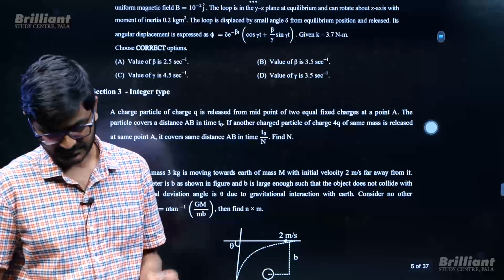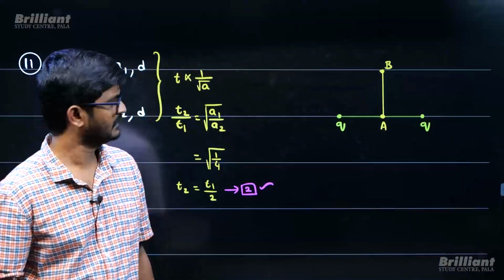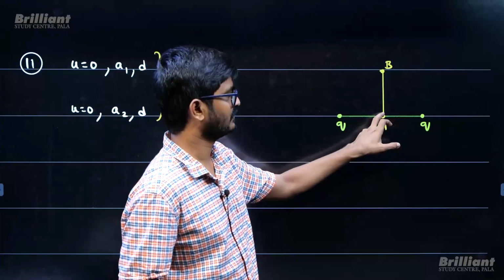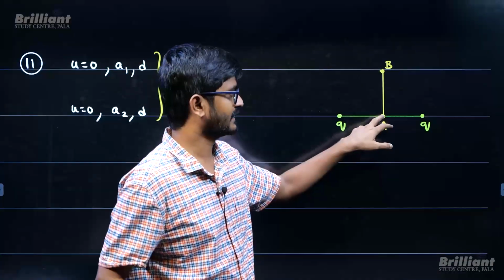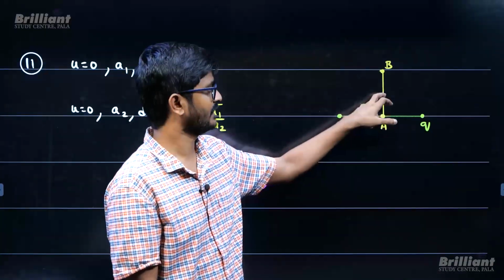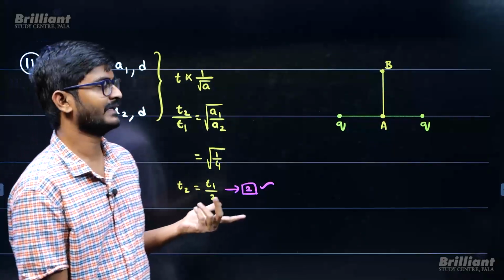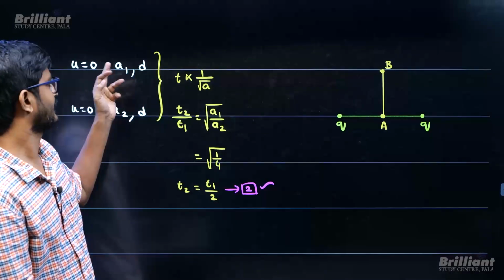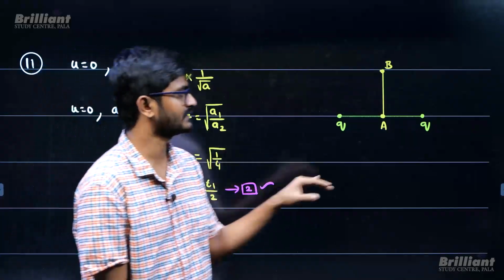In the next case, a charged particle of charge q is released from here and you are slightly disturbing it. The time taken from here to here is t0. Now you are putting a charged particle which is 4q and leaving it. So what is the time taken? Basically they didn't give anything. Initial velocity is 0 in both the cases, and acceleration will be different because the forces are different.